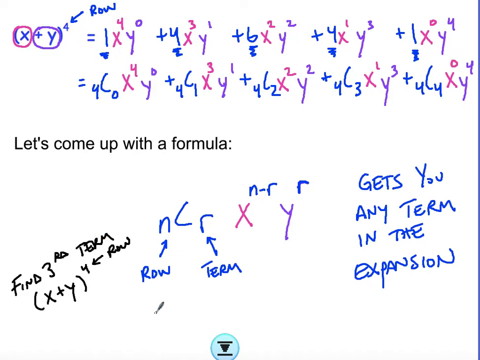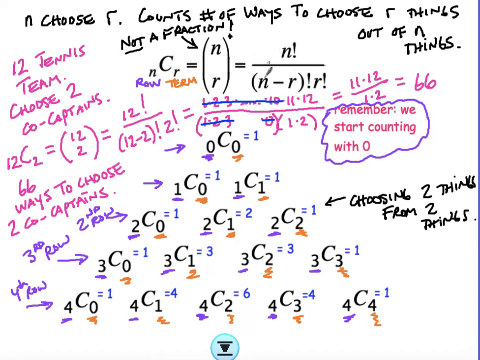So as of right now, I know that my row is 4 and I am trying to find the third term. The first thing listed is an x, and I'm going to raise that to the n minus r, to the 4 minus 3. And y is the second thing listed, and that gets raised to whatever r was. So here it was a 3. Okay, now 4 choose 3. Go back. Here was the formula, right?